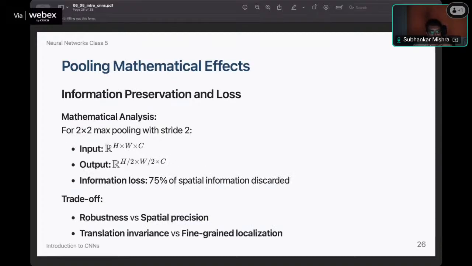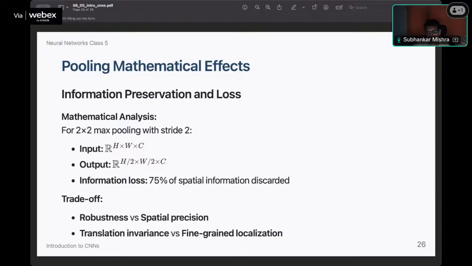Because of that, the pooling has some mathematical information behind it. For example, if you have a 2 cross 2 max pooling with a stride of 2, if your input is this, then the output becomes that, and the information loss is basically 75% of spatial information discarded, right? You pull the maximum information. Now, after pulling the maximum information, you don't know from where it came and who your neighbors are, right? So all this information is gone.